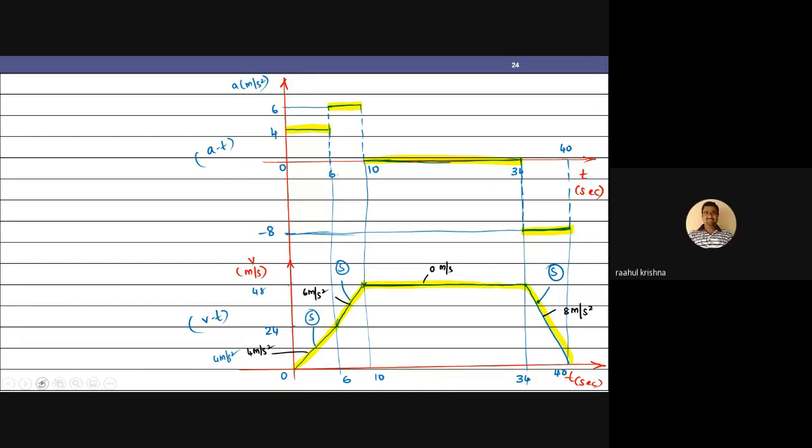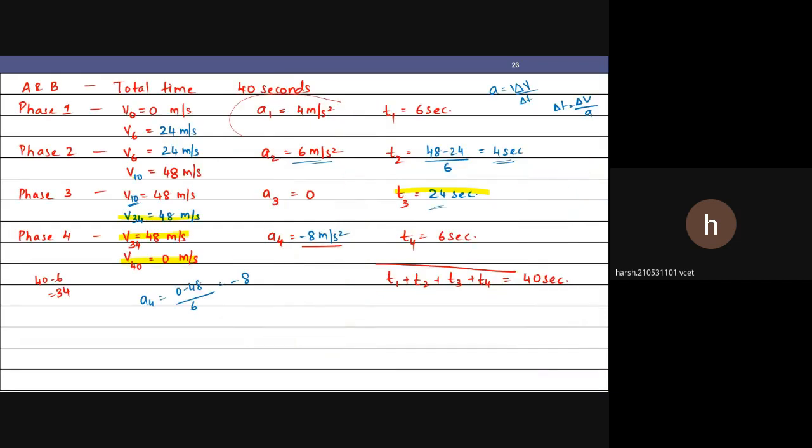Sir, if we combine phase one and phase two, then we will have a variable acceleration. No? Phase one and phase two, if you are combining, yes.